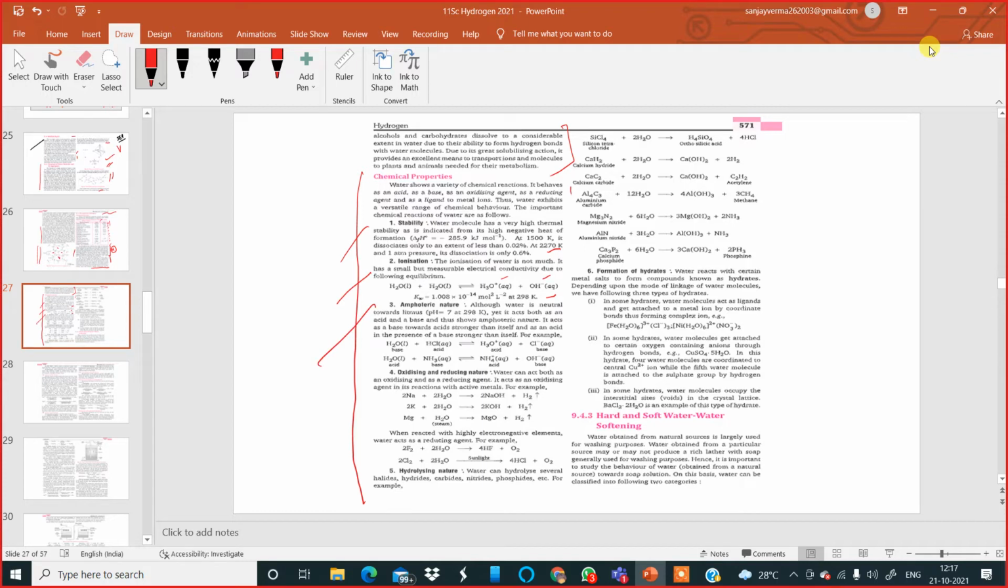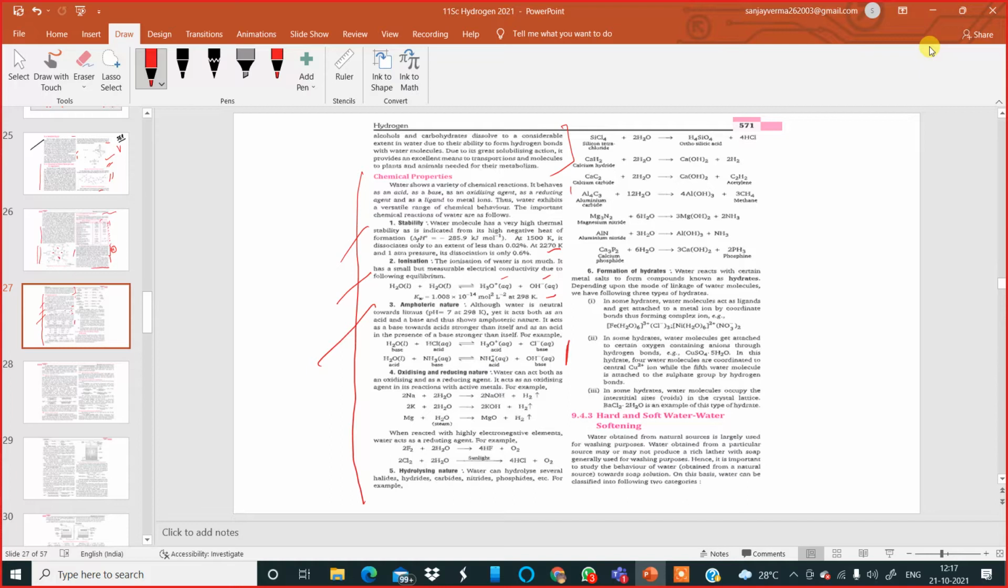Amphoteric nature. Amphoteric nature means it can behave like an acid or like a base at the same time. Although water is neutral towards litmus, pH 7 at 298 Kelvin, yet it acts both as an acid and as a base, and thus shows amphoteric nature. It acts as a base towards an acid stronger than itself and as an acid in the presence of a base stronger than itself. So, example is here.